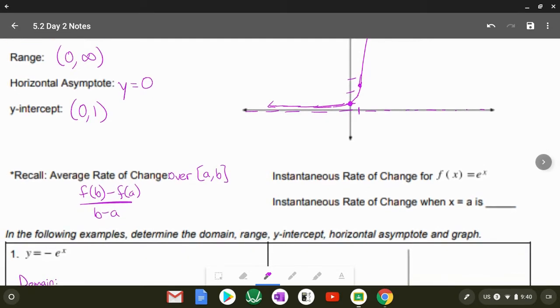One thing we do want to talk about here is the instantaneous rate of change for the specific exponential function e to the x. The instantaneous rate of change when x equals a is e to the a. We're going to show this on the back side, but that's a nice little property about this special exponential function that we can use if we're looking at the instantaneous rate of change at a specific point along that curve. For this function, you can actually just plug in whatever x value you're talking about.